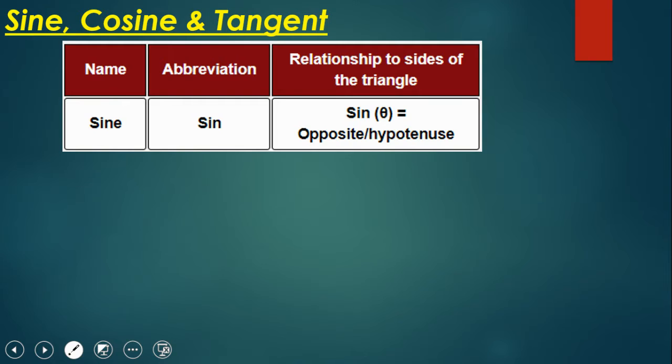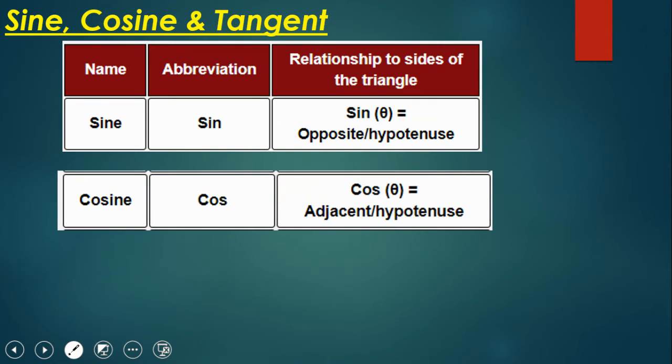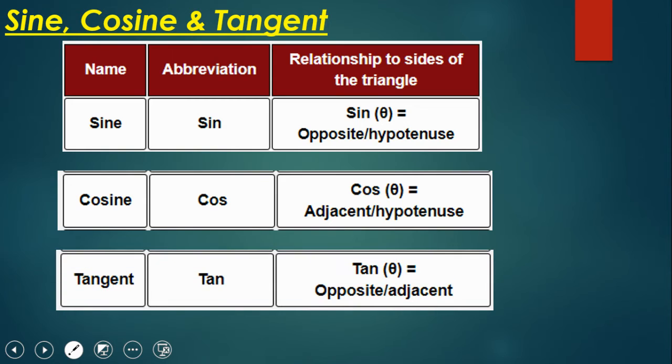So, the name is sine, and in short we say SIN, but please do not pronounce it as "sin." It is not sin, it is sine only. So sine theta equals opposite over hypotenuse, and cosine, the short form of which is cos. So cos theta equals adjacent over hypotenuse. Already I explained what the adjacent side is.